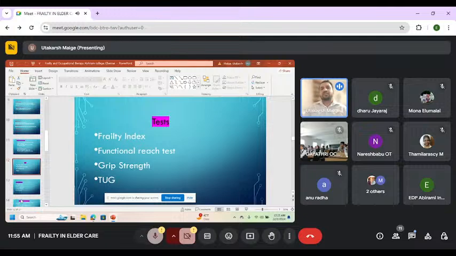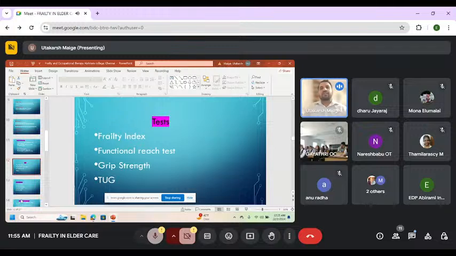Like, the second test would be the functional reach test. So what is the functional reach test? A client reaching forward. A normal functional reach is 3.5 inches for a client. Any client having a functional forward reach less than 3.5 inches is considered a high fall risk, and that is for patients about 65 years of age.